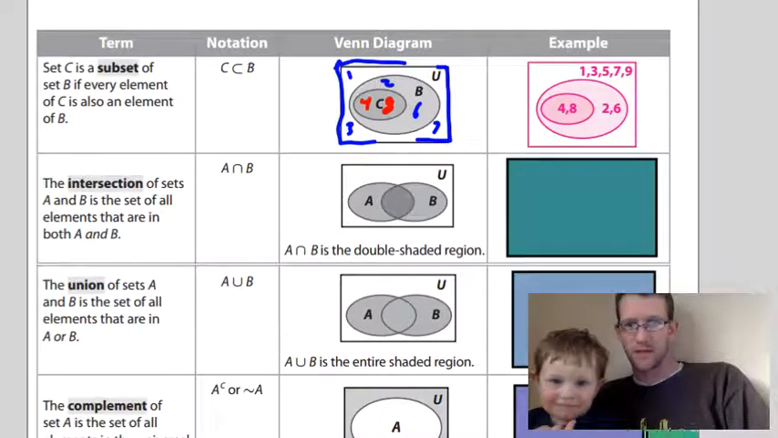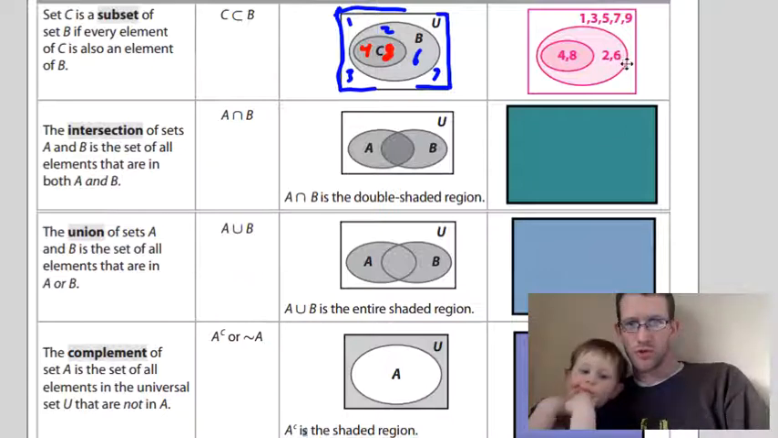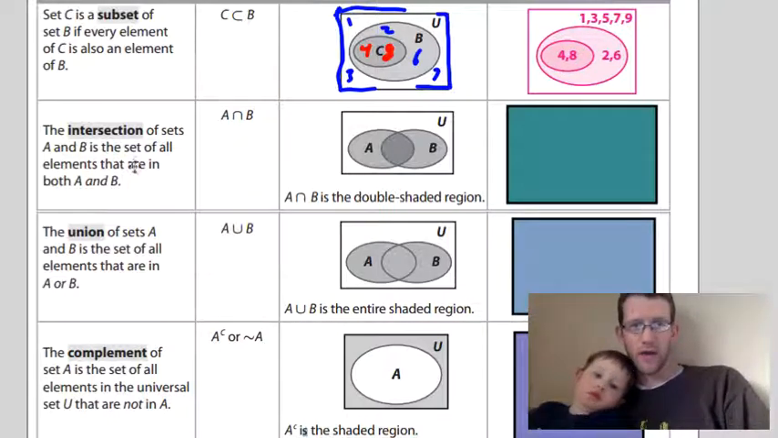So we just went through our example there. We filled this out, right? 1, 3, 5, 7, 9 are all in the universal set. 2 and 6 are in set B, along with 4 and 8, right? But 4 and 8 are also in set C, so therefore they're going there. Okay, a few more. Intersection.